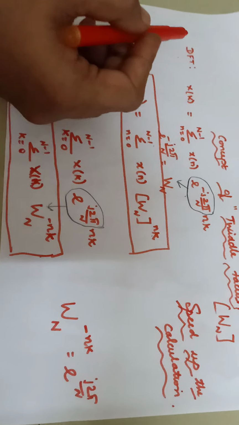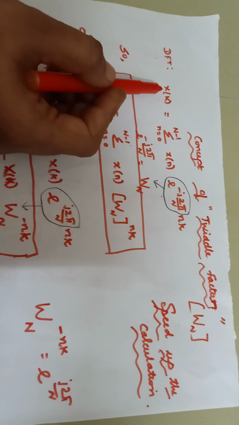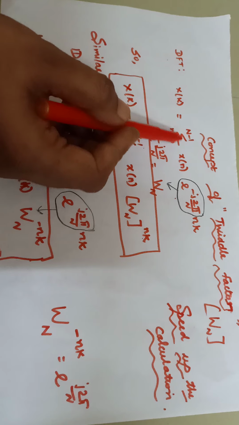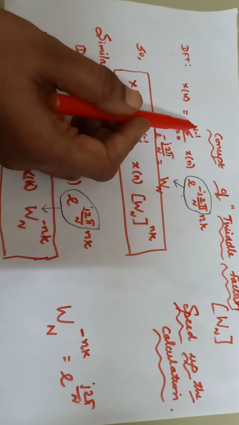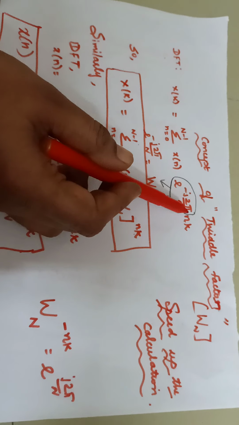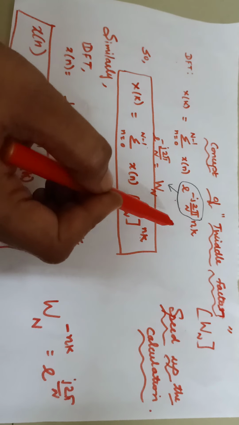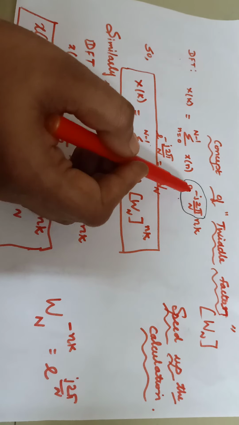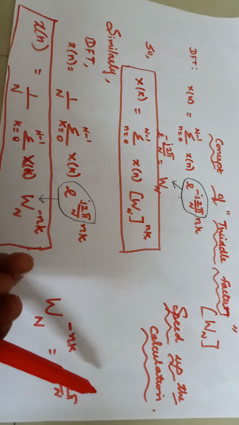So here in the DFT formula which we have learned, X of k is equal to summation n equal to 0 to N minus 1, x of n e power minus j 2 pi by N nk. We have learned this formula. Now this twiddle factor is used to speed the calculation, as I've said.